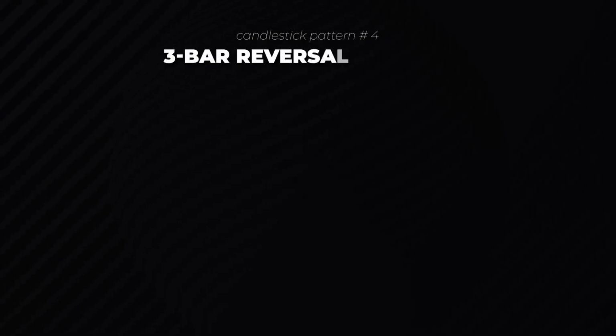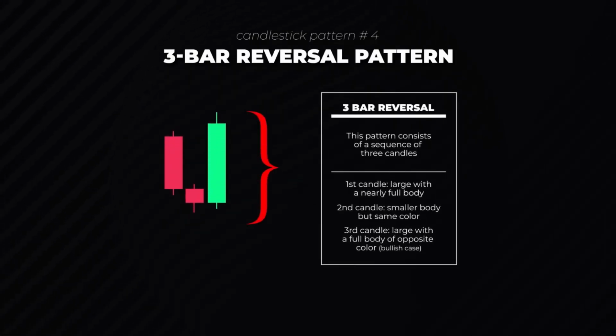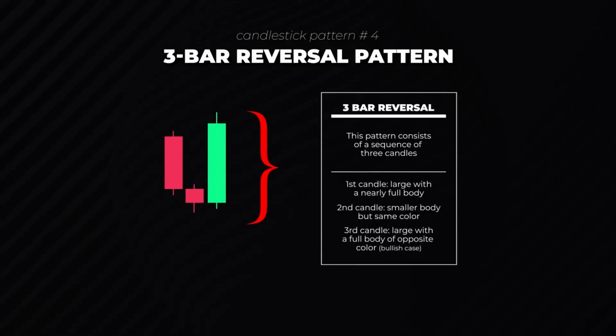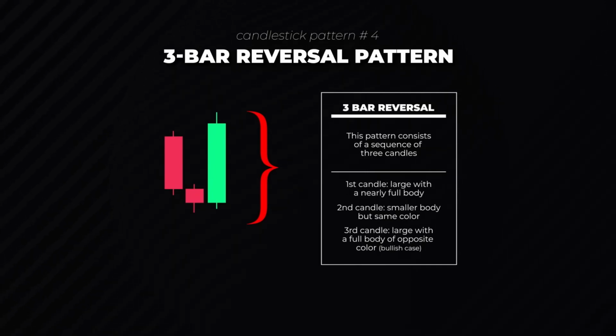Moving on to pattern number 4, which is the 3-bar reversal pattern. This pattern consists of a sequence of 3 candles. The first candle is large with a nearly full body. The second candle is smaller, has the same color as the first, and has a small body. The third candle is a large full-bodied candle of the opposite color to the first 2.